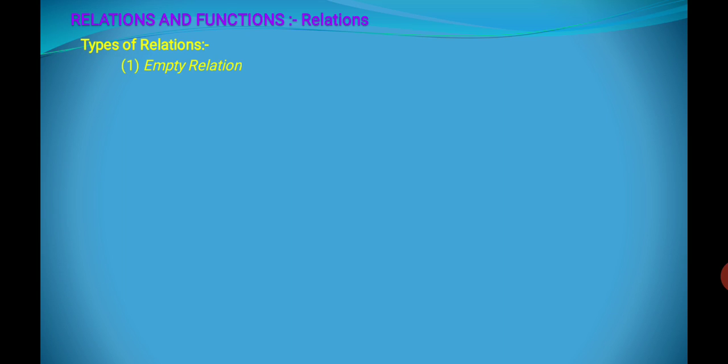Types of relation. There are mainly types of relation. First is the empty relation. Then second is the universal relation. Third is the equivalence relation. Let me start with the first relation, the empty relation.